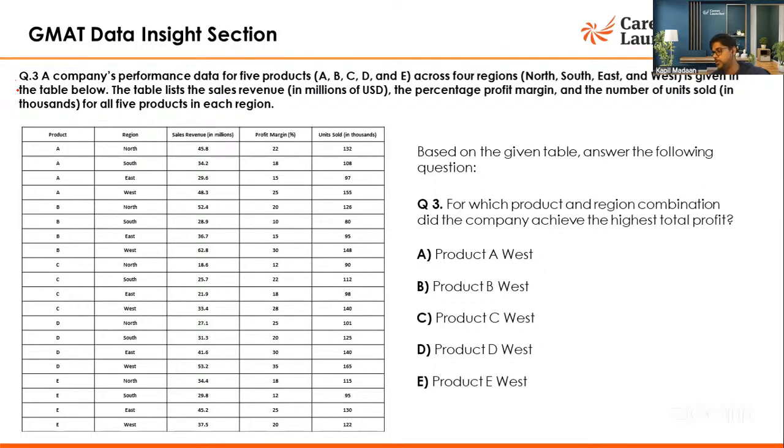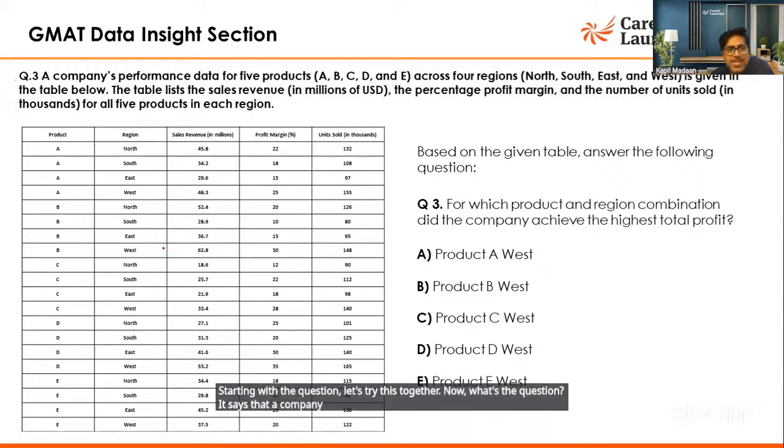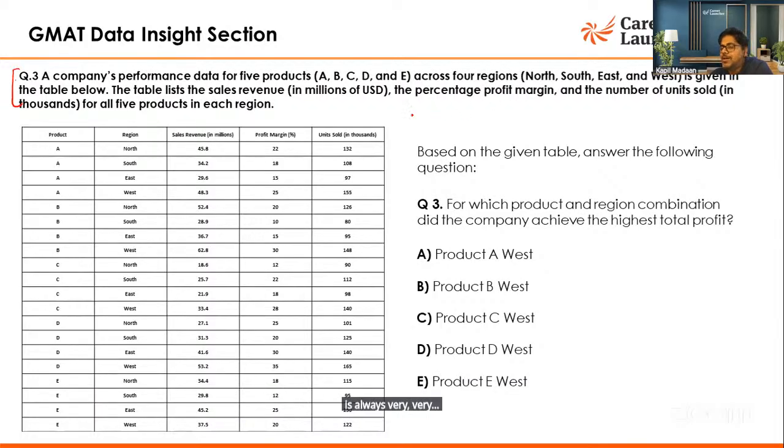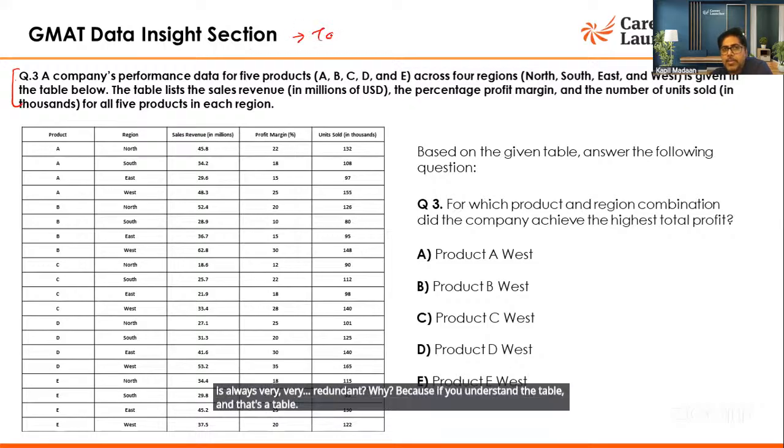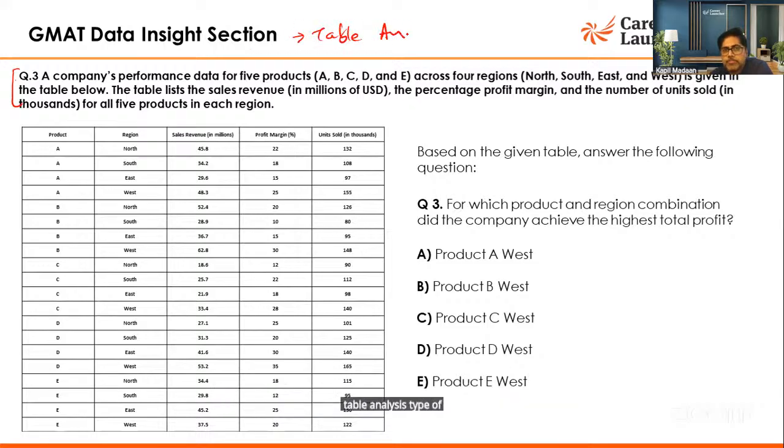Okay, starting with the question, let's try this together. Now, what's the question? It says that a company performance ABCD. Now, this information is always very, very redundant. Why? Because if you understand the table, and that's a table analysis type of a question.